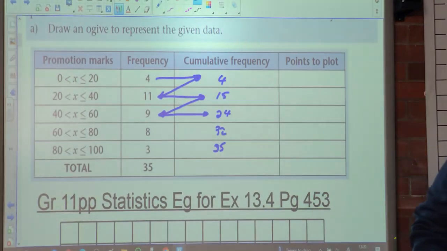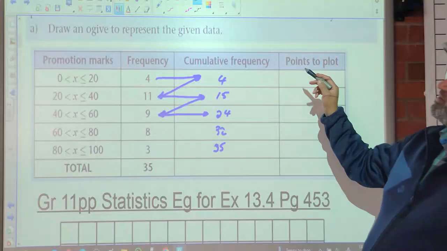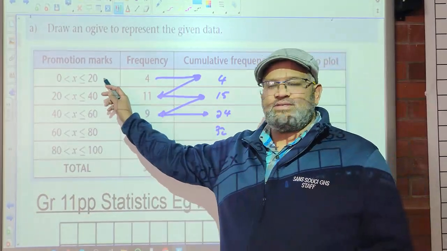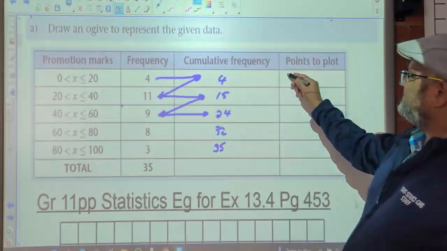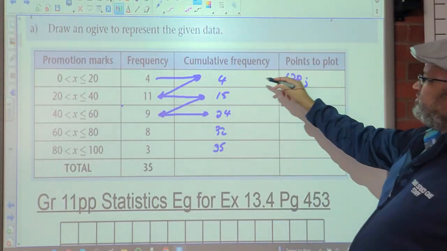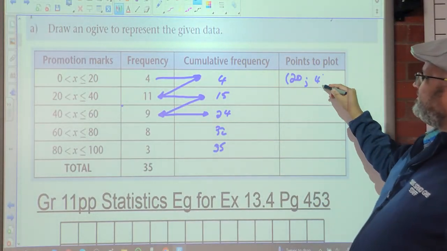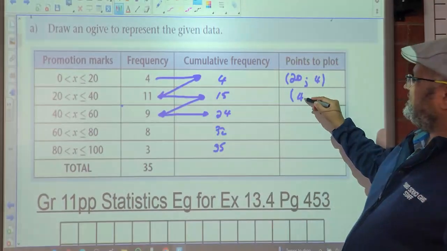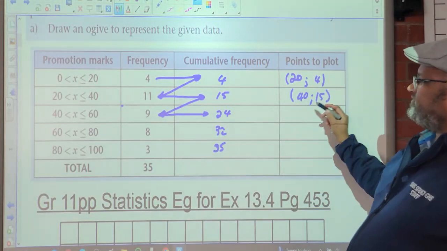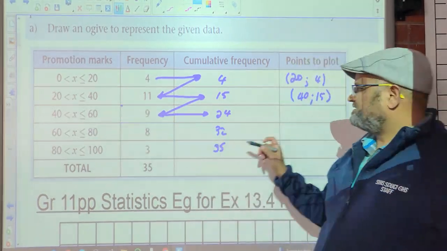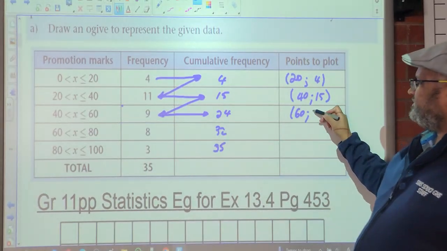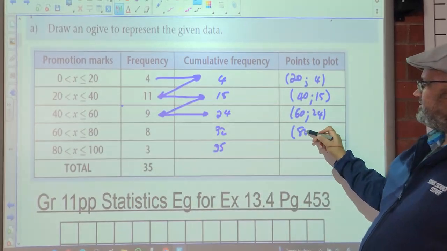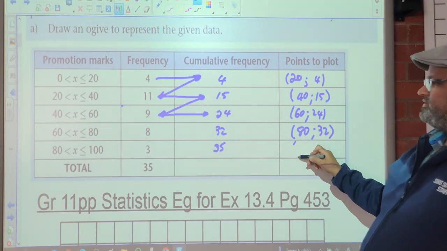You guys understand? Points to plot. When we plot, we do as follows. We take the end point, which is 20, and the cumulative frequency, which is 4. This is 40, and the end point, which is 50, and then 60, 24, then 80, 32, 100.